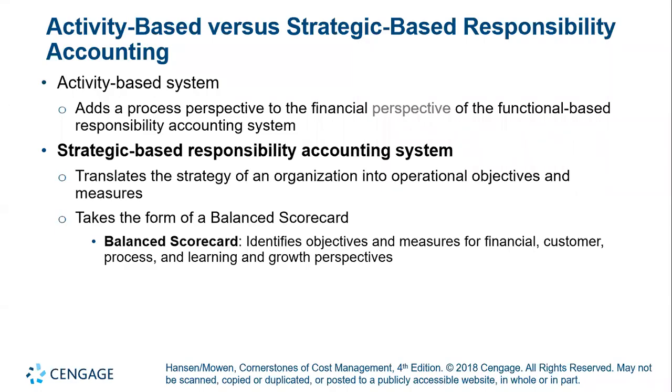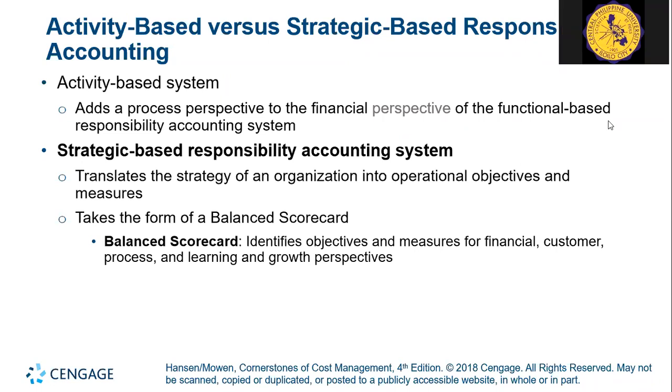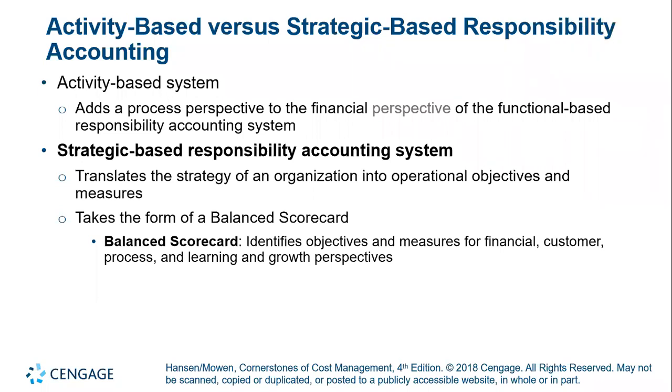Activity-based system. The activity-based system adds a process perspective to the financial perspective of the functional-based responsibility accounting system, while the strategic-based responsibility accounting system translates the strategy of an organization into operational objectives and measures, and takes the form of a balanced scorecard. The balanced scorecard identifies objectives and measures for financial, customer, process, and learning and growth perspectives.